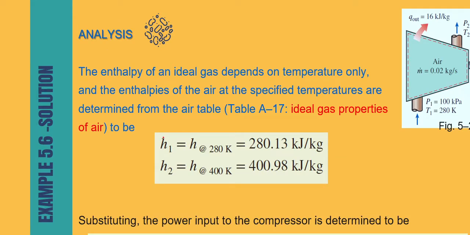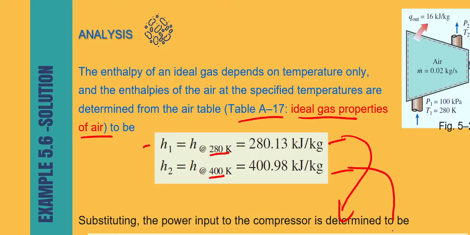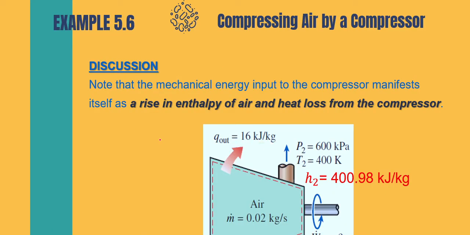So how are we going to get this value? You're going to use Table A-17, the ideal gas properties of air. You get the enthalpy at this temperature, this is state 1, and then this is state 2. You get the values of enthalpy, and then substituting into the equation you get the work done for the compressor. So easy, right? I think that's not very difficult.